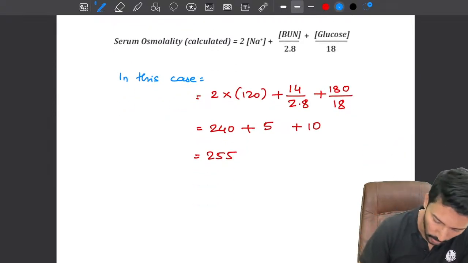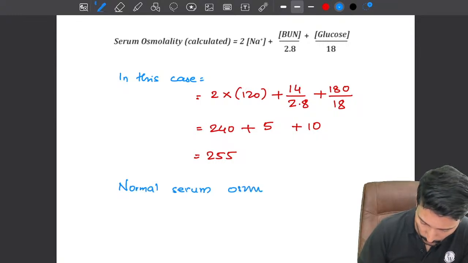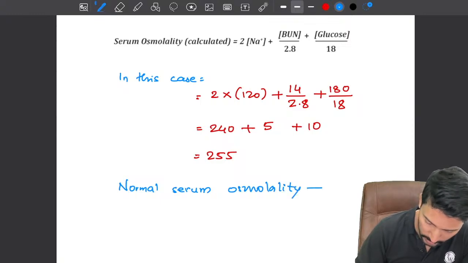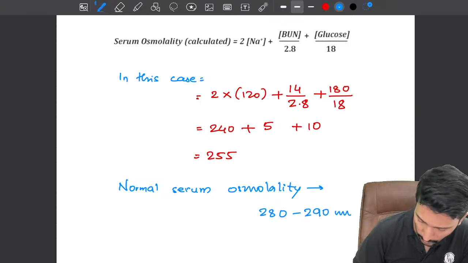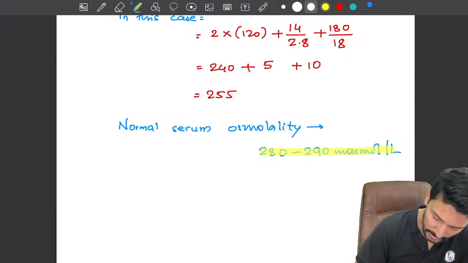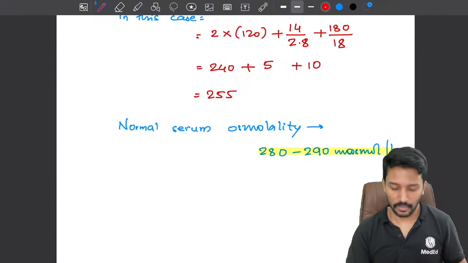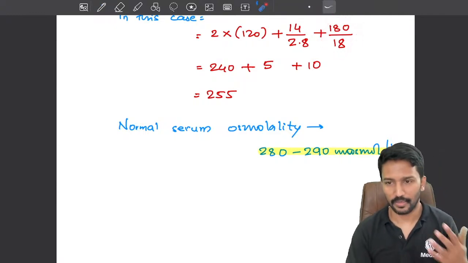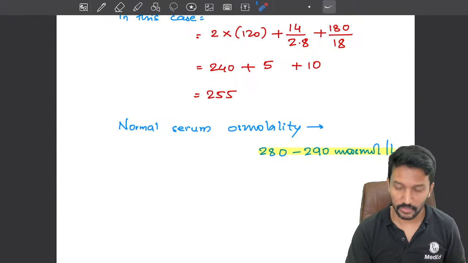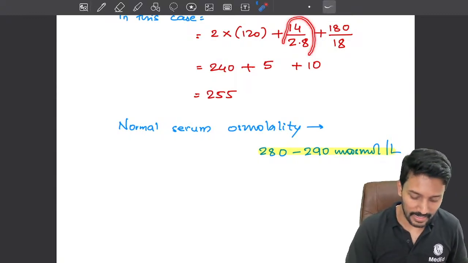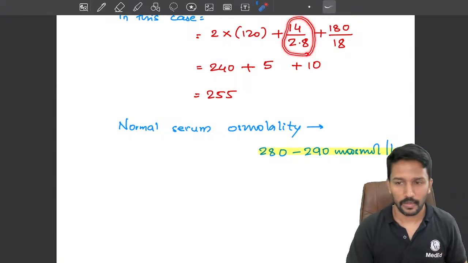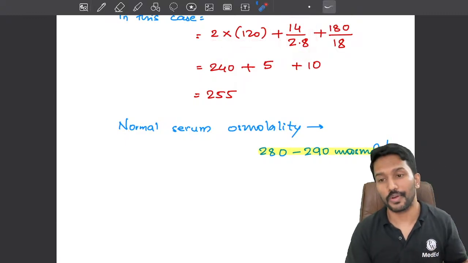Okay, so now let me tell you what is normal serum osmolality. Normal serum osmolality is 280 to 290 milliosmoles per liter, right? That's the normal serum osmolality. Okay, now in what conditions serum osmolality can be increased? When you have hyperglycemia, like in diabetics, right, especially diabetic ketoacidosis, when there is sugar level very high, or in CKD patients where the urea level is very high, right, and in severe hypernatremia where sodium level is very high.